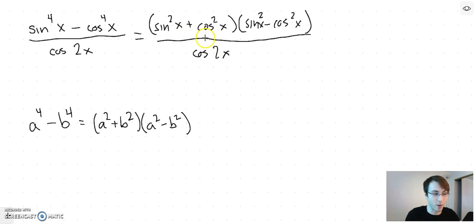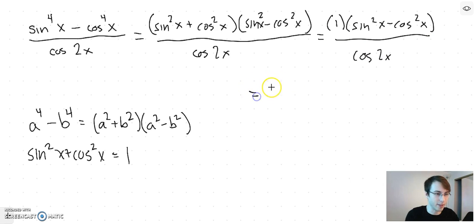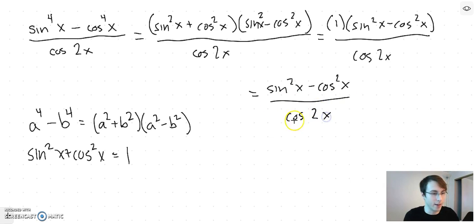Now remember, we've got another of our most essential formulas here: sine squared x plus cos squared x is just equal to 1. So we can replace this with 1 here. So that's 1 times sine squared x minus cos squared x all over cos 2x, which is just sine squared x minus cos squared x over cos 2x.